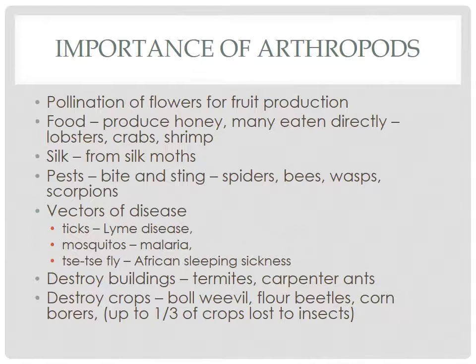Some arthropods can destroy buildings. For instance, carpenter ants and termites can do a great bit of damage. And some are capable of really destroying crops. Boll weevils, flower beetles, corn borers, they can destroy up to 1/3 of a crop yield. So not so great, but without insects, we wouldn't have crops to begin with. So take the good with the bad.